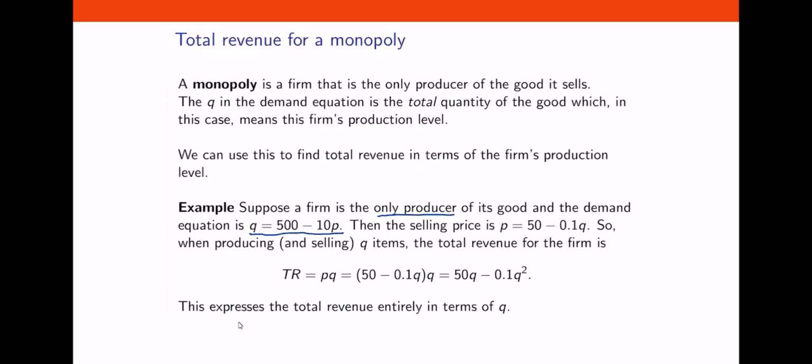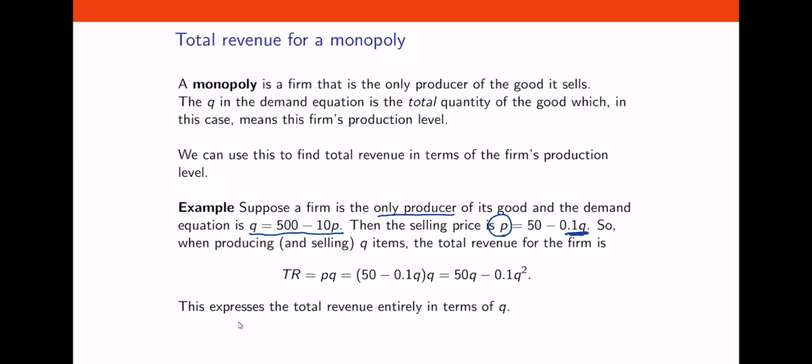So we can solve this demand equation, of course, to find P in terms of Q. Now, this is a subtle point, but it's the point I was making a few moments ago. In general terms, the Q in the demand equation would be the total production of the good of all the manufacturers. But when the firm is a monopoly, it's the only producer, and so this Q is our firm's individual production.